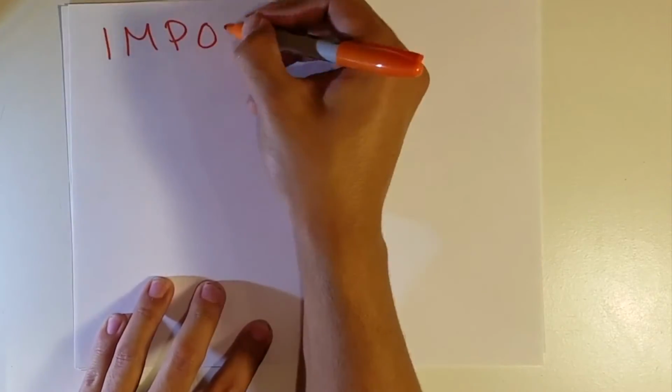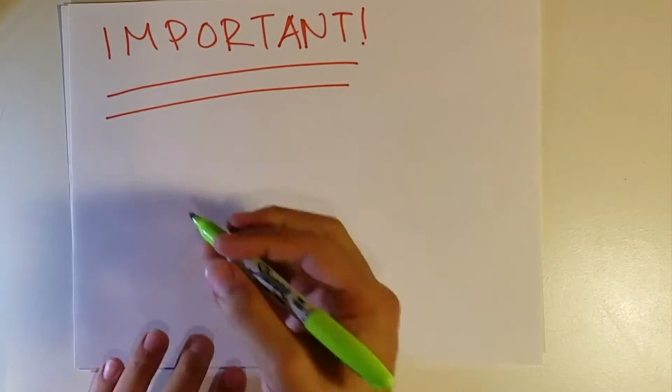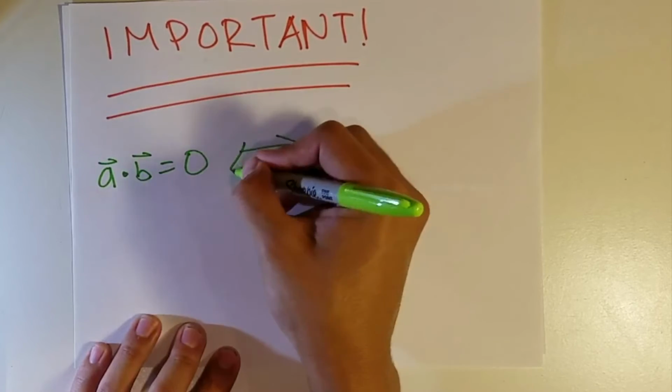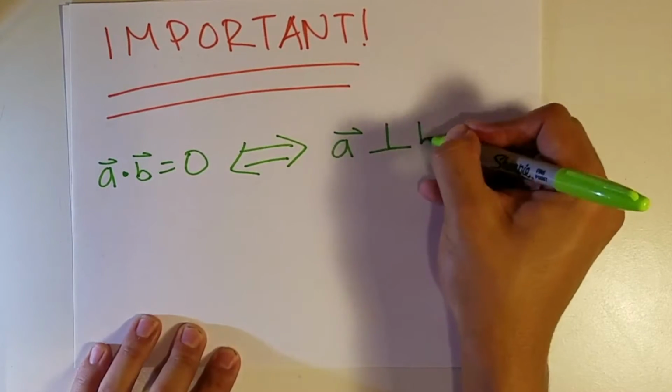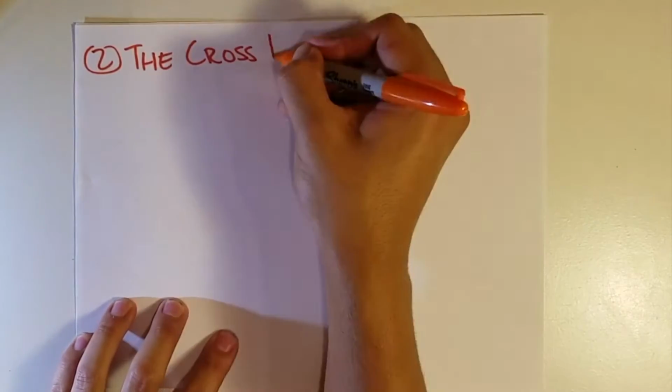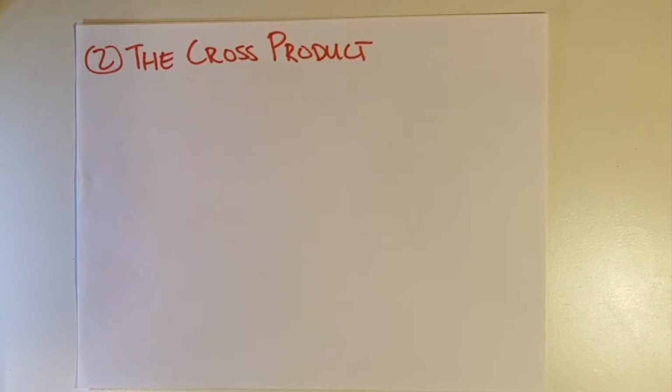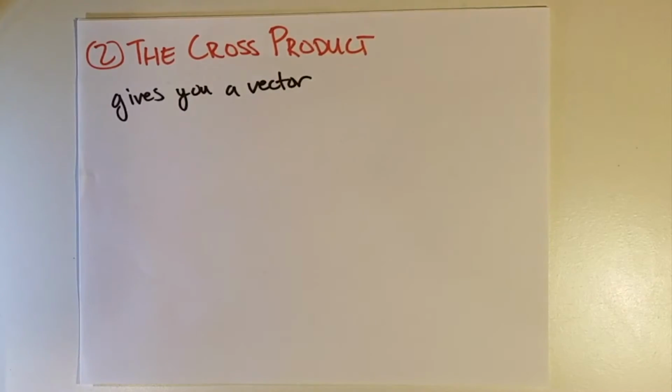An important dot product to remember is a dot b equals 0. This is true if and only if a and b are perpendicular to each other. Our second way to multiply two vectors is called the cross product. The cross product yields another vector.